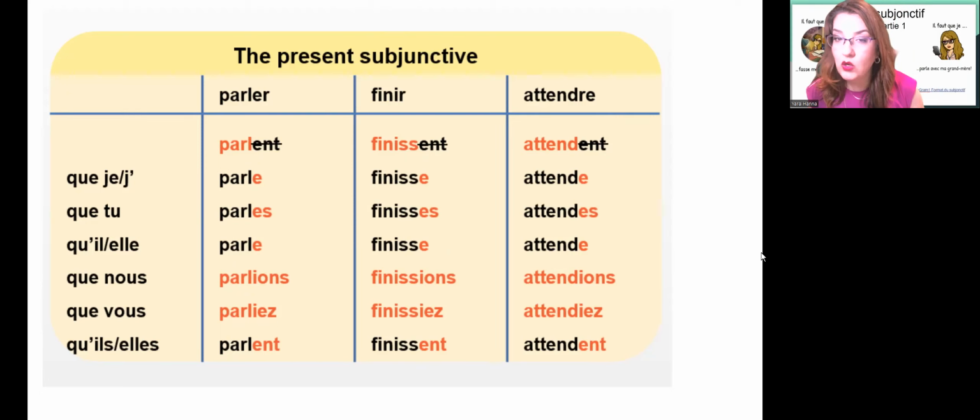It does maybe resemble the imperfect a little bit for nous and vous, but we should know it's the subjunctive because the subject is always preceded by que. Que je parle, que tu parles, qu'il parle, qu'elle parle. Que nous finissions, que vous finissiez, qu'ils et qu'elles finissent. Que j'attende, que tu attendes, qu'il attende, que nous attendions, que vous attendiez, qu'ils attendent et qu'elles attendent.